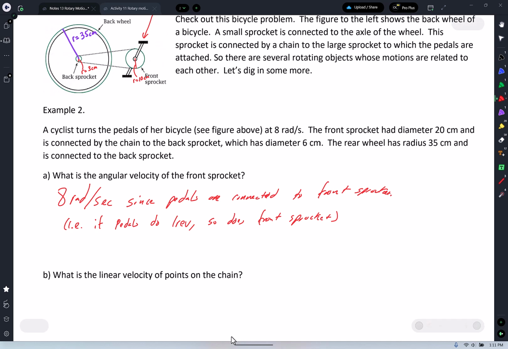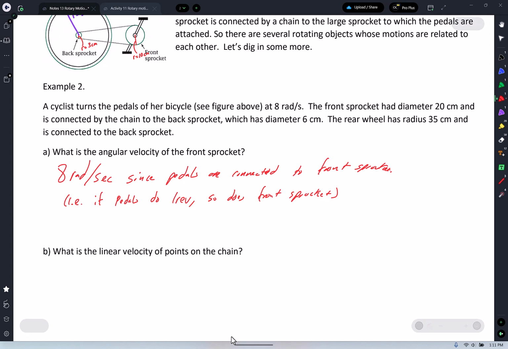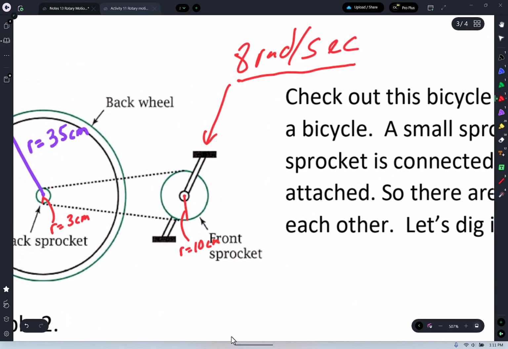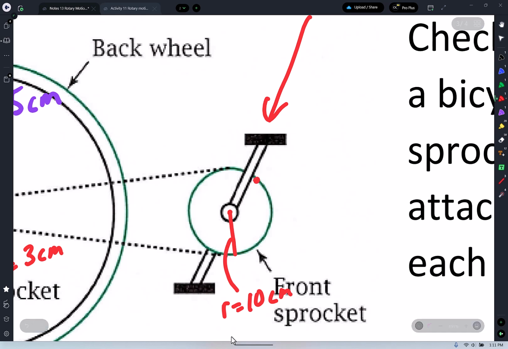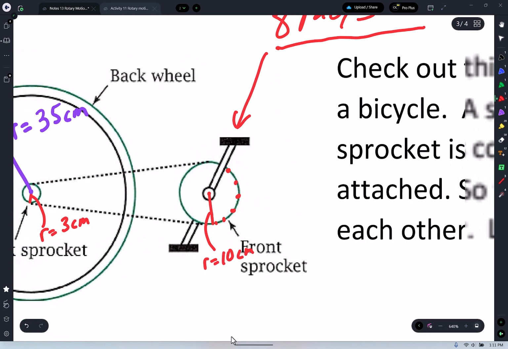Okay. All right. Letter B. What is the linear velocity of points on the chain? So they want to know how fast the chain is going. I'm going to zoom in. They want to know the chain is right there at those dots on the front sprocket. They want to know how fast that chain is going. Well, I know how fast that chain is spinning right there at that location because of the front sprocket. Does that make sense? I guess technically the chain's not spinning, but the front sprocket is, and I know how fast the front sprocket is spinning.